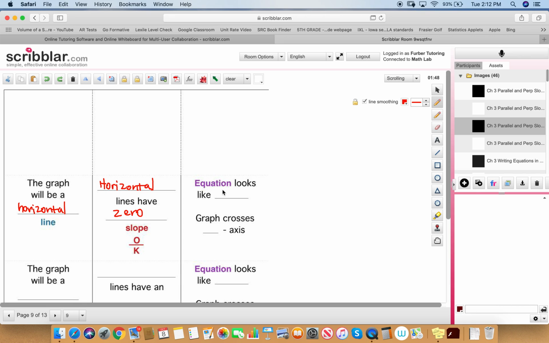The equations of those lines are always going to be y equals some number, which simply means that it crosses the y-axis. So for example, if you see y equals 4, that is a horizontal line that passes through 4 on the y-axis. So you're going to draw a horizontal line.